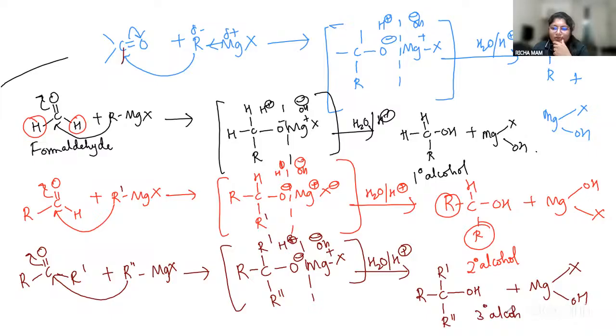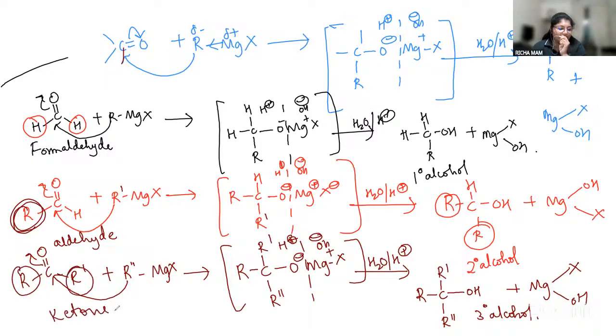So what you can say is that when I'm using formaldehyde with Grignard reagent, I'm going to get a primary alcohol. When I'm using an aldehyde, except formaldehyde, one alkyl group should be present, then it will give you a secondary alcohol. When you are using a ketone, you are going to get what? A tertiary alcohol.